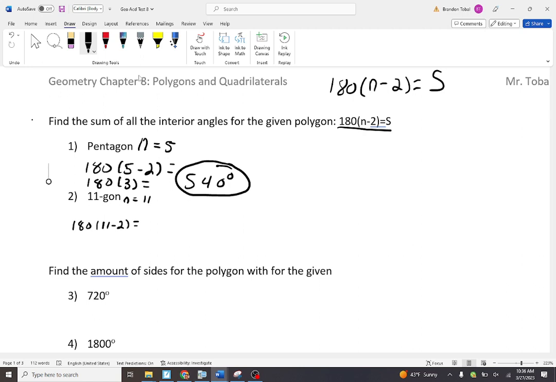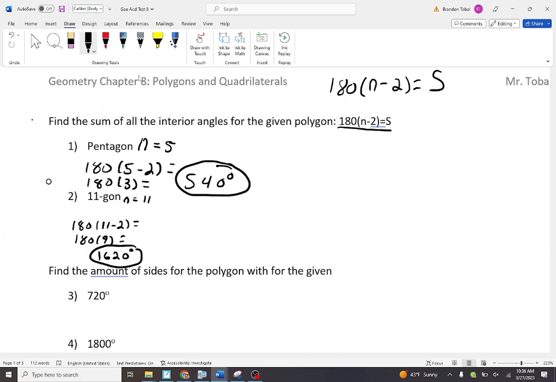180 times what number? 9, good. 180 times 9. And then what's 180 times 9? It's 1,620. Good. Times 10 would be 1,800, then you subtract 180 from that. You could do it like that. Again, you have your calculator, so there's nothing wrong with using a calculator.